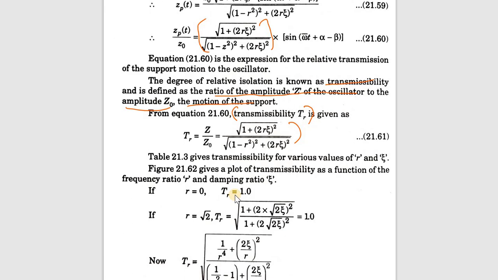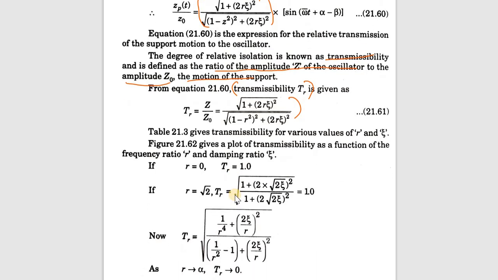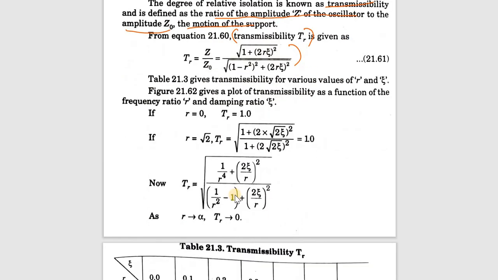So here is the transmissibility ratio. We started with vibration isolation. The vibration can be of two types: forced vibration, where force is transferred, and the other where it is displacement. So this is the transmissibility ratio of a displacement. The same equation will apply for the other also. Now here I can apply some terms.